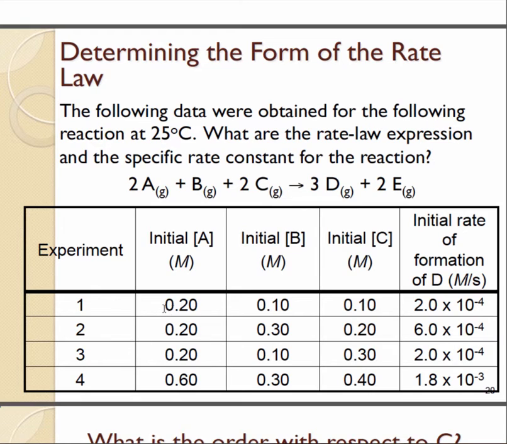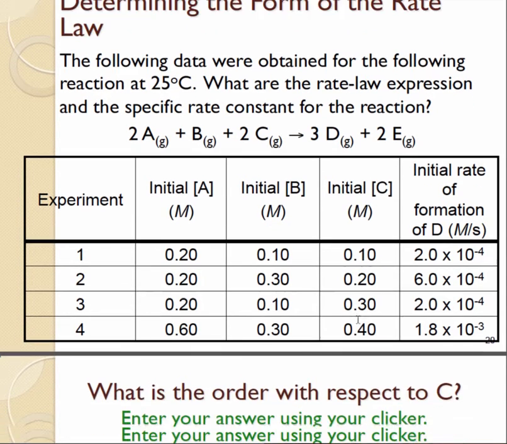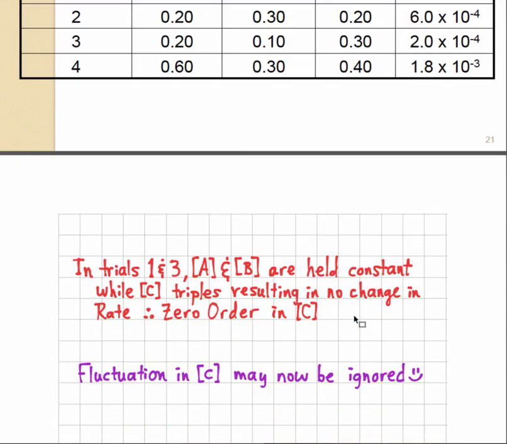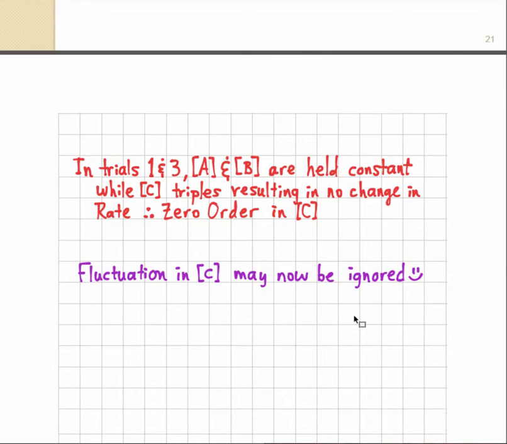Yeah, that'll be good. In experiments 1 and 3, I hold A constant at 0.2 and B constant at 0.1, and I triple C from 0.1 to 0.3, resulting in the rate. What? The rate didn't change, from 0.2 to 0.2 millimolar per second in each case. So if this one triples from 0.1 to 0.3, and that's constant and that's constant, and this doesn't change, I would say it's zero order with respect to C. So therefore, in my further reasoning, I can ignore whatever C does. Did I say that? I think I said that down here. So I'm going to ignore C in everything I do from here on out.